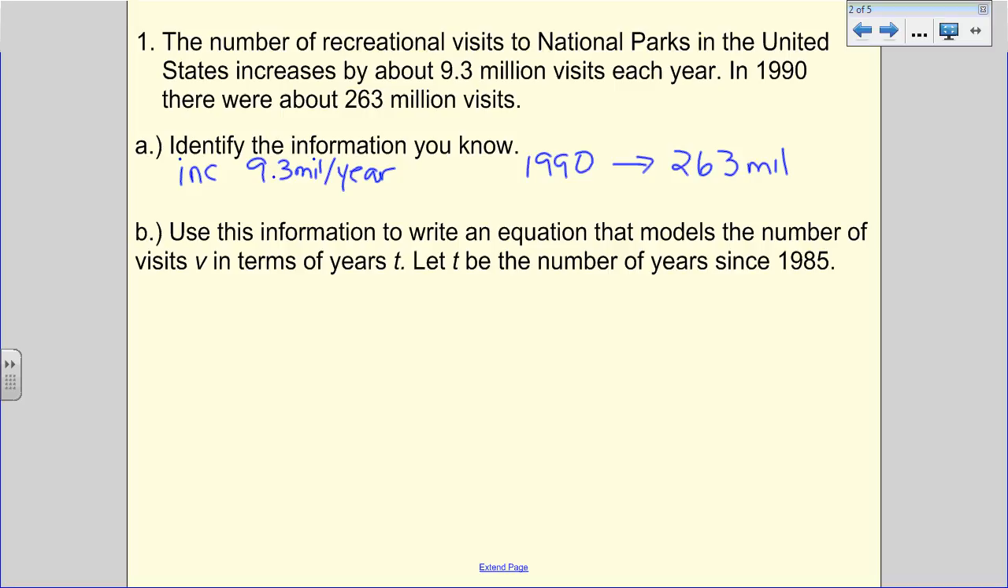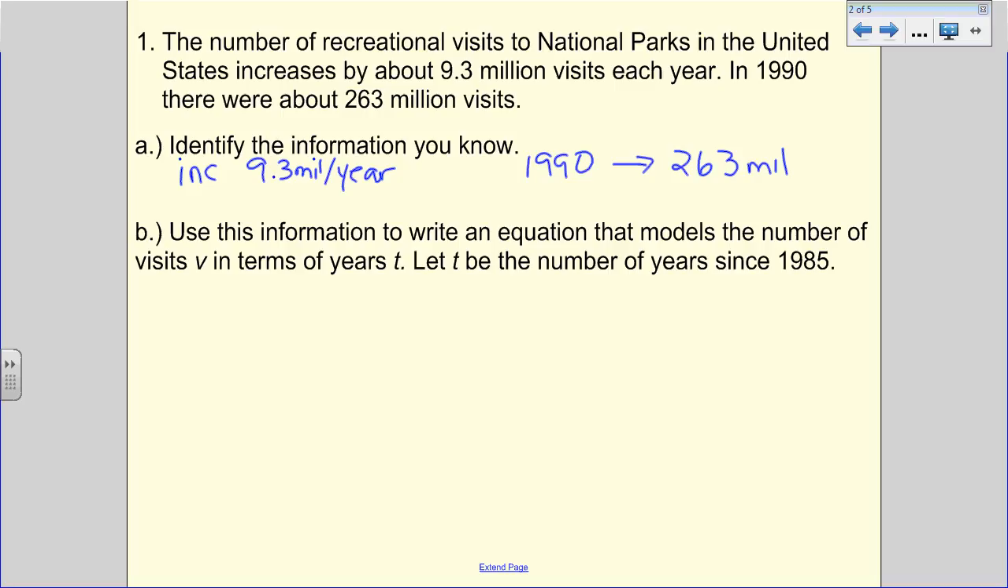How do we know 9.3 is the slope there, Maggie? It has like a rise over a run. It has a rise over a run, millions per year. And they also tell you that it's increasing. How something is changing, guys, either increasing or decreasing, that also tells us that we have our slope.